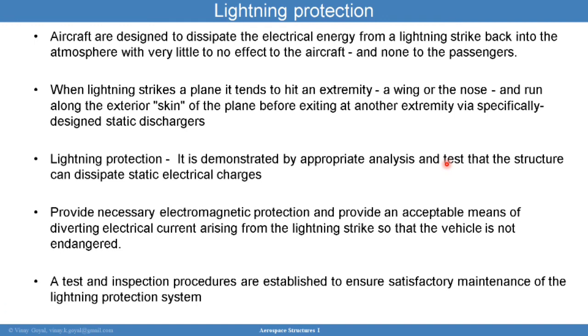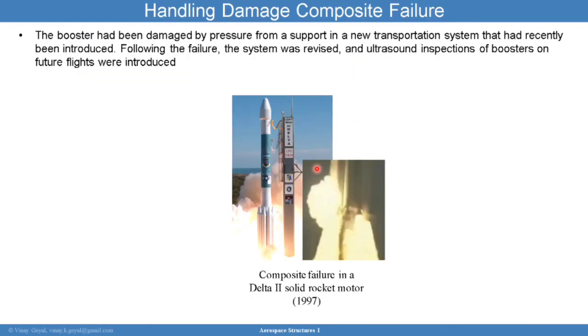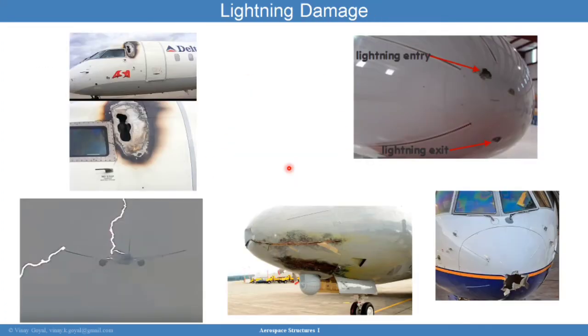For launch vehicles, lightning protection is also used so that the lightning does not impact the spacecraft launch vehicles. And the day of launch, they also ensure that lightning is not occurring within a radius of particular size. And if it is happening, you don't launch that day because you don't want lightning to strike the launch vehicle. There are test and inspection procedures that have been implemented over the years to ensure satisfactory maintenance of these lightning protection systems.